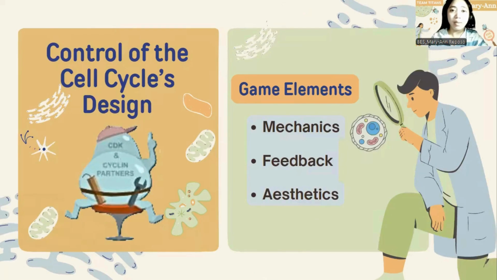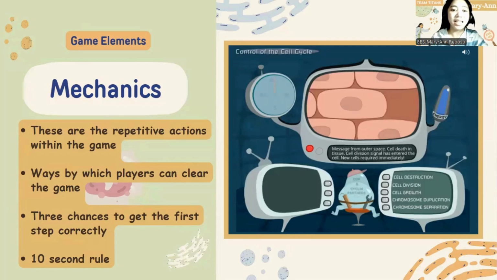Next, we will discuss the game elements that can be found in the Control of the Cell Cycle game's design. First is the game mechanics. The mechanics of the game are, first, not to mess up the first phase in the process of the cell cycle regulation 3 times in a row, or else the game is over. In other words, the player has to start all over again.